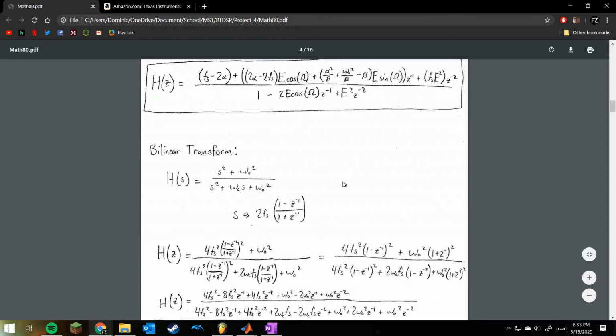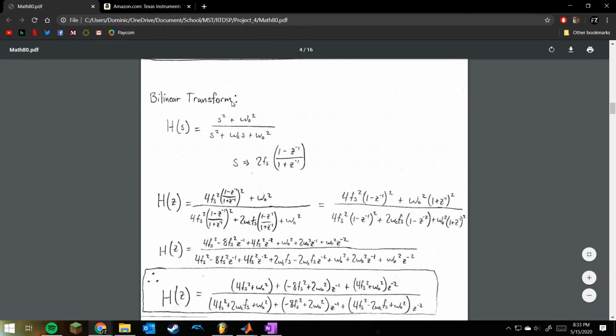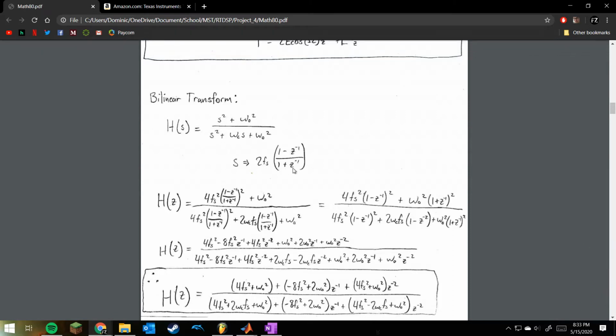Bilinear transform is a little bit easier. We just substitute every s with 2 times fs times the quantity of 1 minus z inverse over 1 plus z inverse. So you see here where we have s's, we now have that expression.